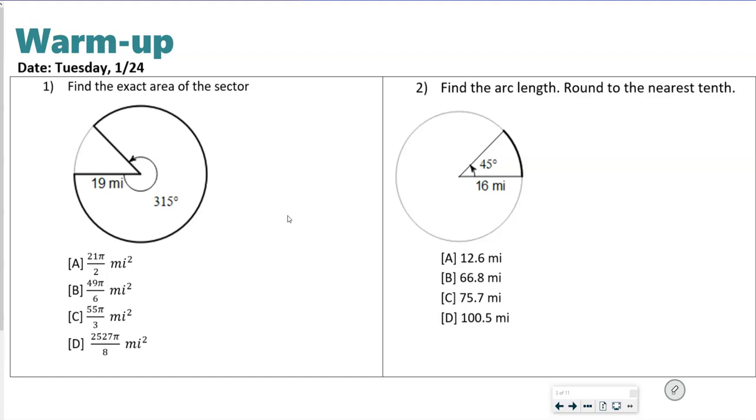and arc length, okay? So I'd like you to pause the video here, go ahead and find the answers to these two problems, and then come back to me when you're done. And these formulas, by the way, are on the formula sheet.